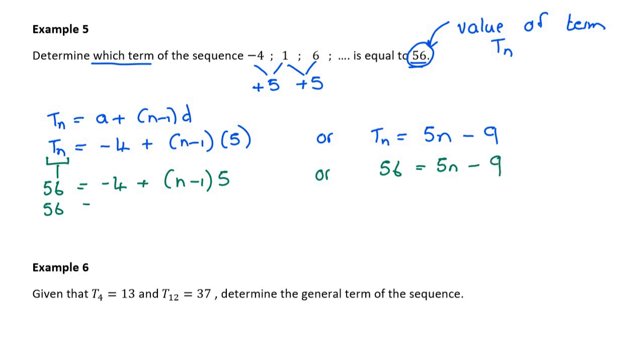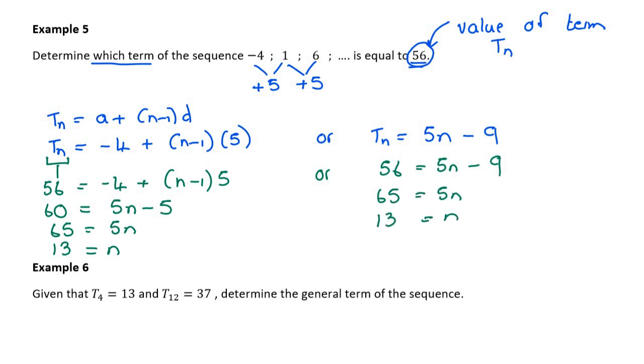It depends on what you want. If I was doing the first one, I'd probably add 4 to both sides, so let me erase that. I'd add 4 to both sides and get 60, so that minus 4 is gone. And then it's 5n minus 5 if I multiply this out. If I add 5 to both sides, I get 65. And if I divide by 5, I get 13. So basically, the term in the 13th position has a value of 56. If I was doing it on the other side, I would have added 9 to both sides, and you just get there a little bit faster because you've already done some working out. So again, the value of the term in the 13th position is equal to 56.